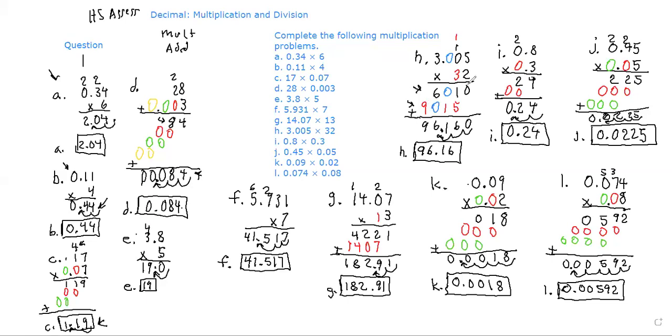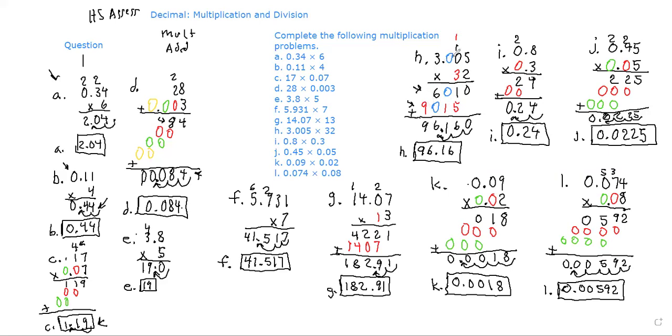Now we're going to go ahead and add all the numbers in the same place values. So 0 plus nothing is 0. 1 plus 5 is 6. 0 plus 1 is 1. 6 plus 0 is 6. Nothing plus 9 is 9.